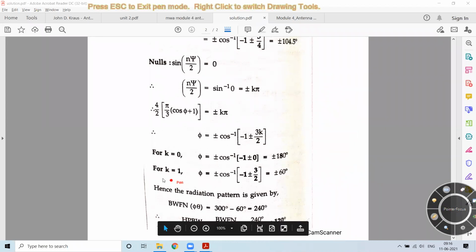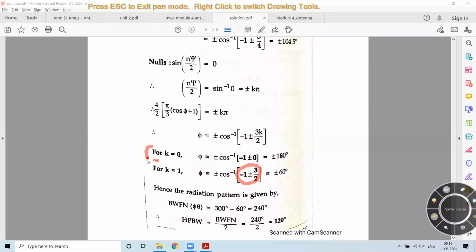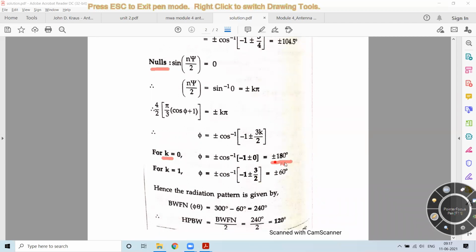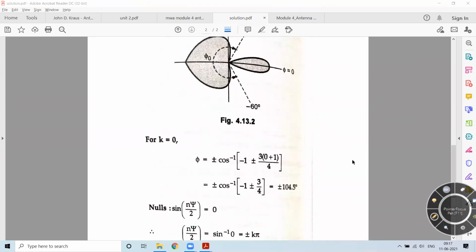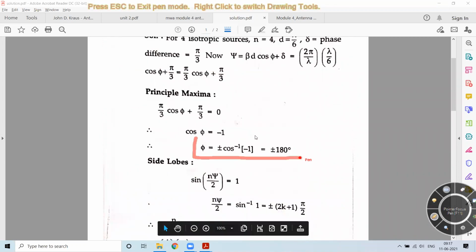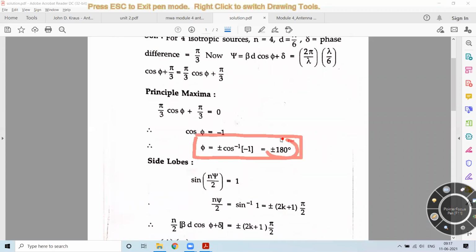So after k equal to 2, whatever value you substitute for k, you will be getting this part greater than 1. So therefore, only these two are possible at present. Now we observe that for k is equal to 0, we are obtaining the direction of minima, that is the direction of null, given as plus minus 180 degrees and plus minus 60 degrees. But when we are trying to estimate this, we need to have a look at the direction of maxima. So we check what the direction of maxima is, and here you can see that it is given as plus minus 180 degrees.